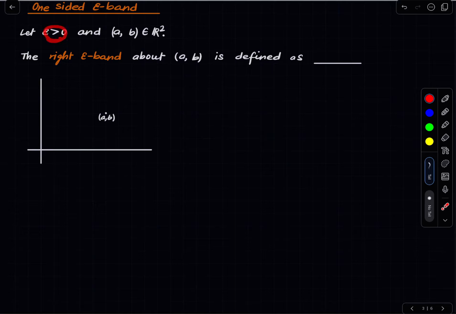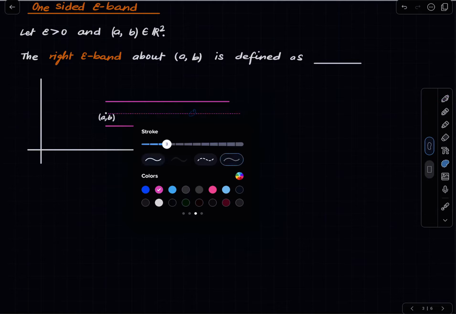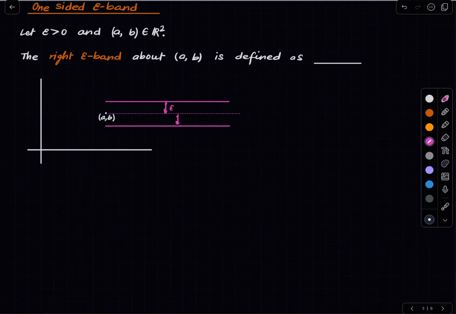Okay, so fix an epsilon greater than 0 and a point in the plane. Then the right epsilon band about the point (a, b) is defined as follows; let me first make the diagram. You make two lines, one at an epsilon distance above the point and the other at an epsilon distance below the point. So here is the center line, so to say. And the band kind of starts like this. So this region is the right epsilon band.